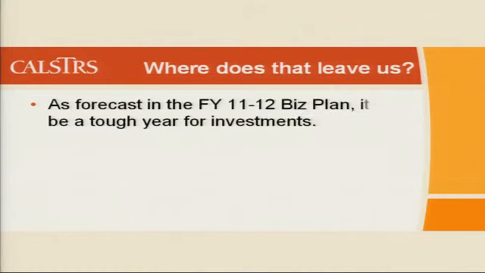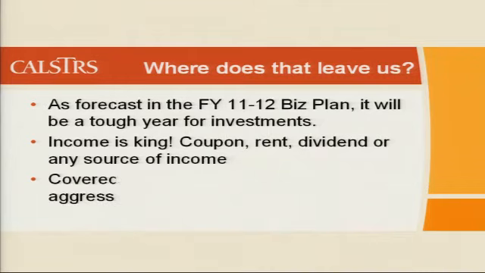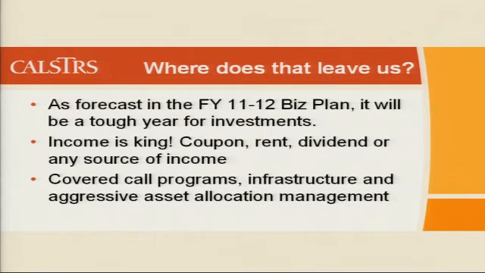So where does that lead us? We told you in the 11-12 business plan, and we thought it would be a very tough year. It is proving, sadly, to be true. Income is the key, and that's what we're looking for across the whole portfolio: coupon income, rental income, infrastructure income. That's going to be the key.